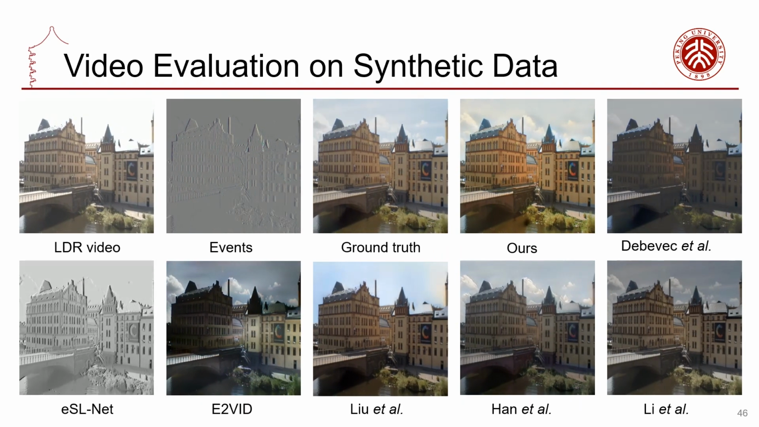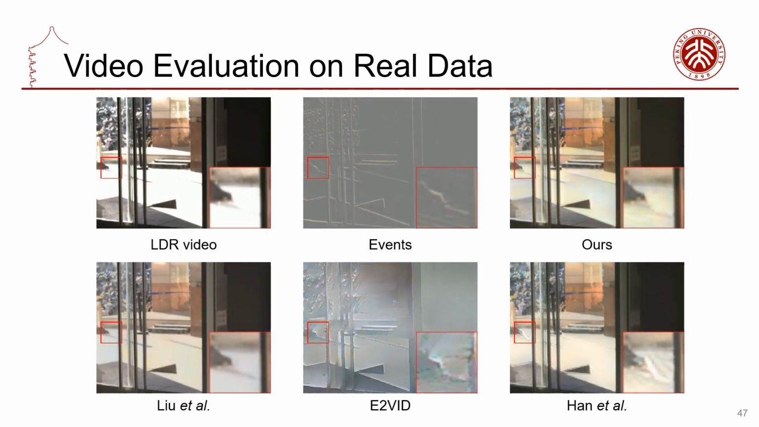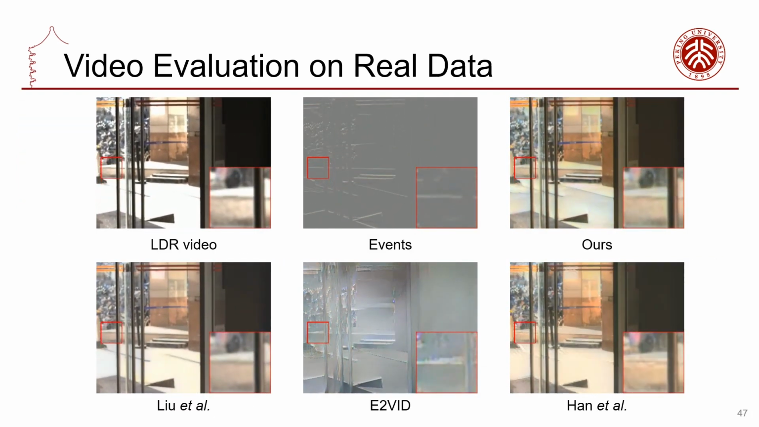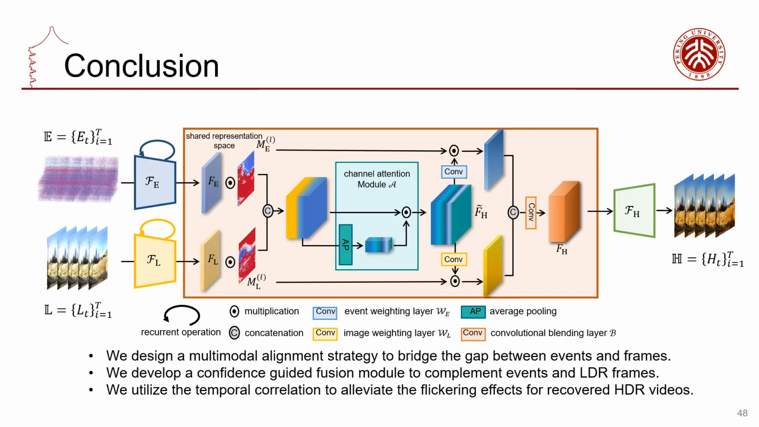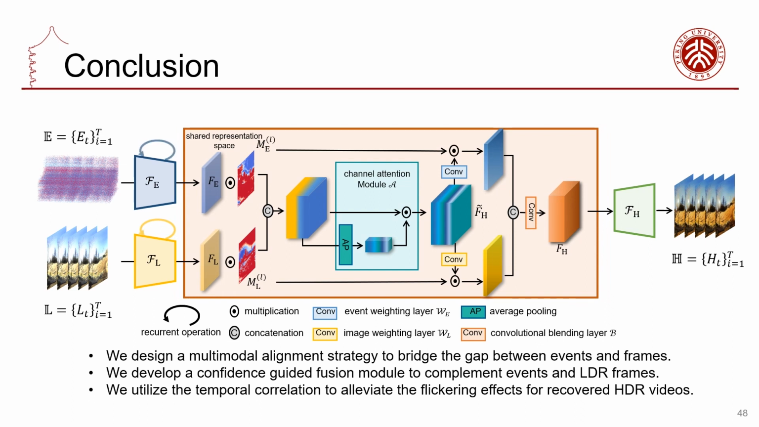We also show the video on both synthetic and real data. The proposed method can recover higher dynamic range and more consistent videos. In conclusion, we propose to solve the event-guided HDR video reconstruction by following 3 strategies: multimodal alignment, confidence-guided fusion, and temporal context encoding, and demonstrate state-of-the-art performance.